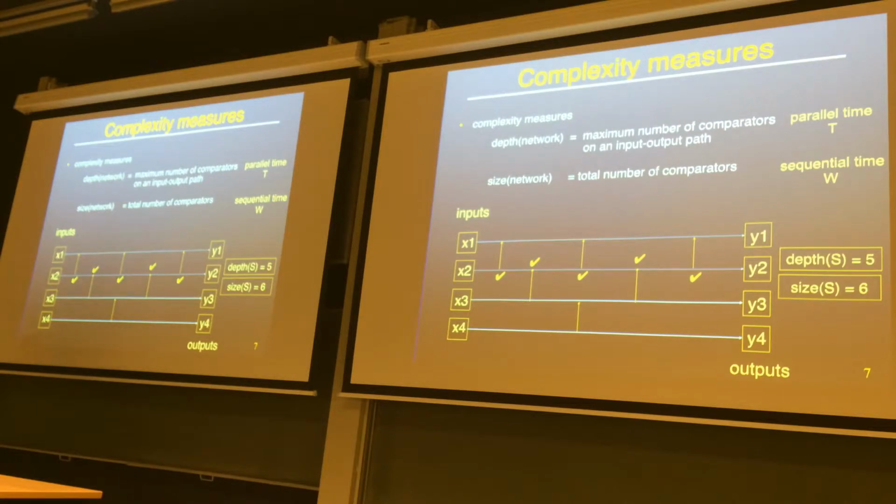And of course, what you would like to know is how costly it is to build such networks. So what's the amount of hardware that we need in order to build sorting networks, and what is the speed that we can achieve? We would like to minimize both the size and the depth of such networks.